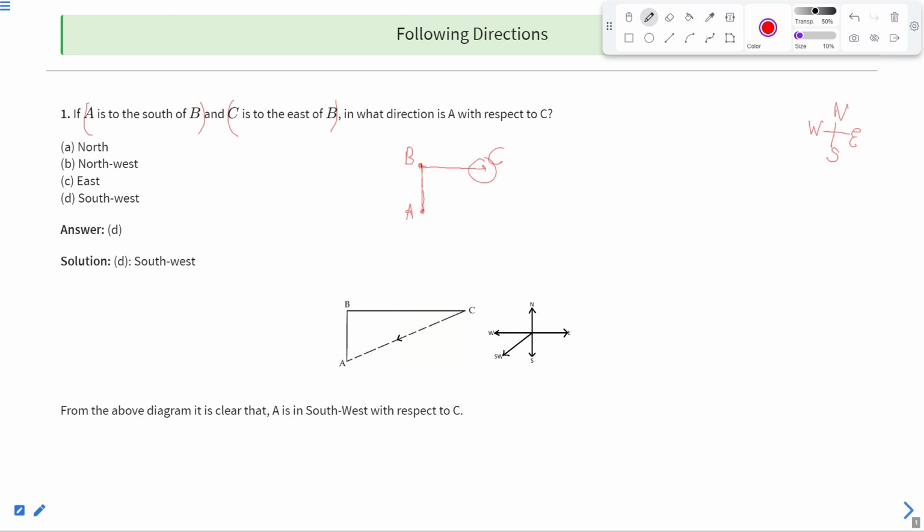So taking C as our starting point, looking from C, where is A? A is to the south, west, right? नीचे और left. So the southwest, D. और यहाँ से दिख रहा है that is indeed the answer, southwest.